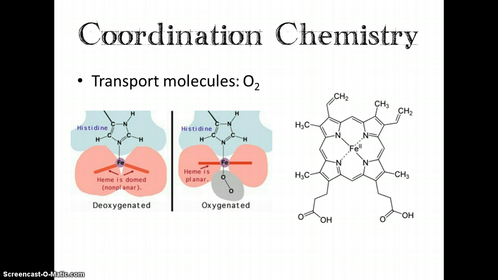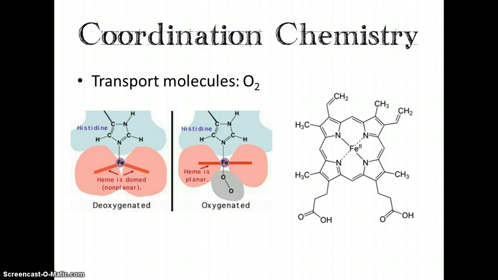Coordination chemistry is also involved in the transportation of molecules. For example, the transportation of oxygen in blood. Hemoglobin is an iron-containing metalloprotein that transports oxygen. As you can see, iron 2 coordinates with heme and then can reversibly coordinate to oxygen. On the left, you see the deoxygenated iron coordinating to heme and then coordinating to oxygen as well.